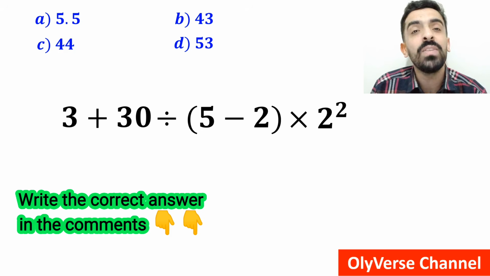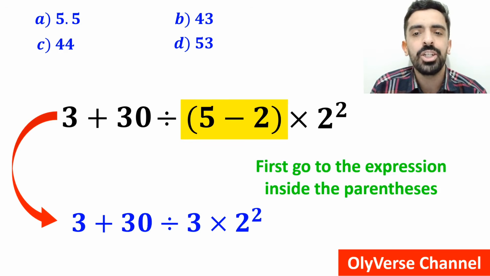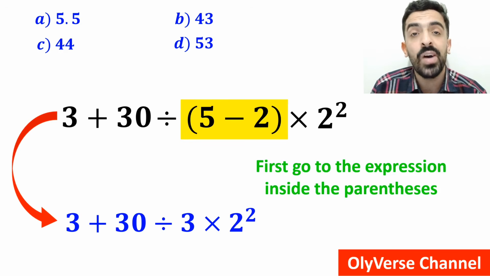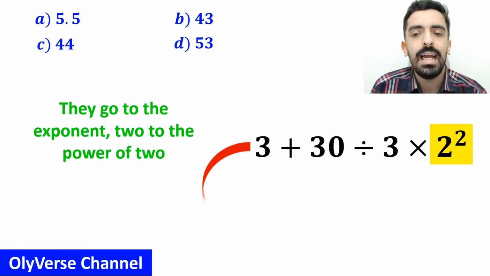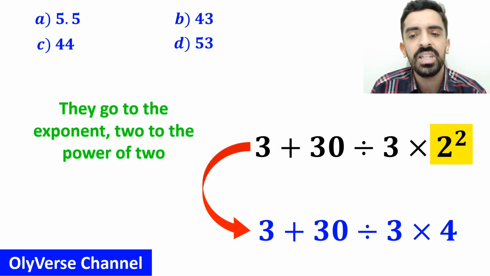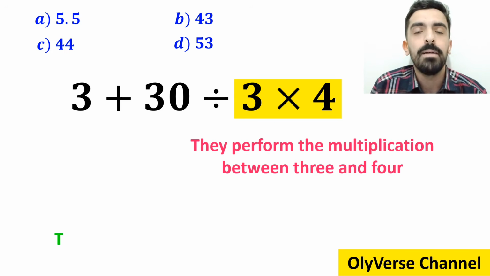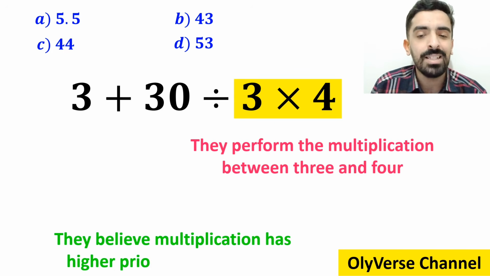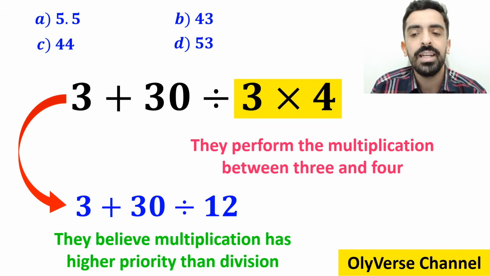Also, some other people, when solving this question, first go to the expression inside the parentheses and instead of this expression, they write 3 plus 30 divided by 3 multiplied by 2 squared. And the next step, they go to the exponent 2 to the power of 2 and simplify it to 3 plus 30 divided by 3 multiplied by 4. Then, they perform the multiplication between 3 and 4 because they believe multiplication has higher priority than division. So, instead of this expression, they write 3 plus 30 divided by 12.